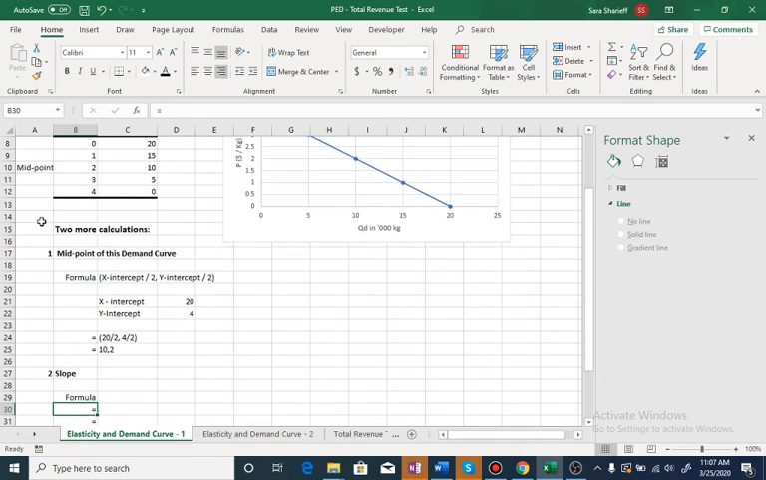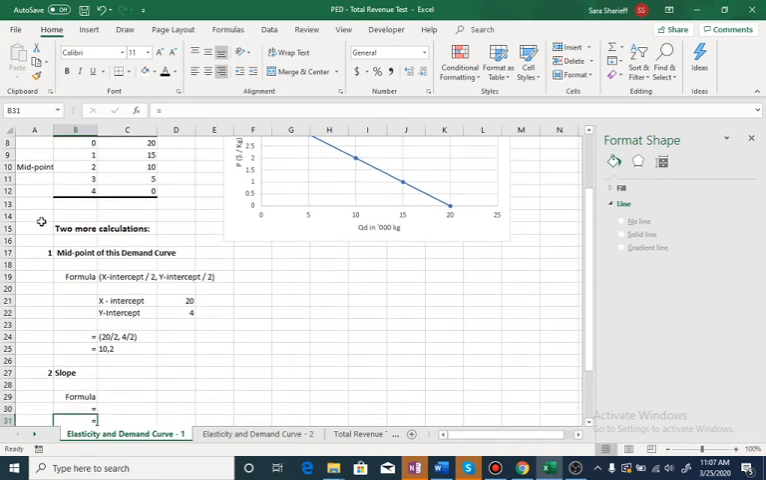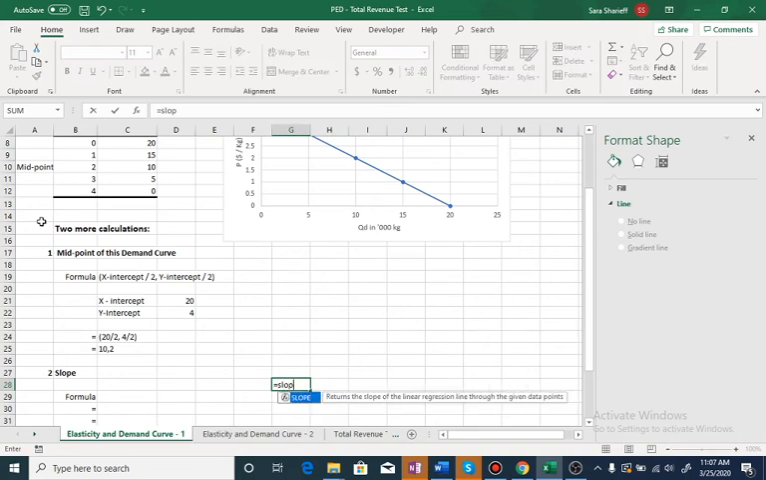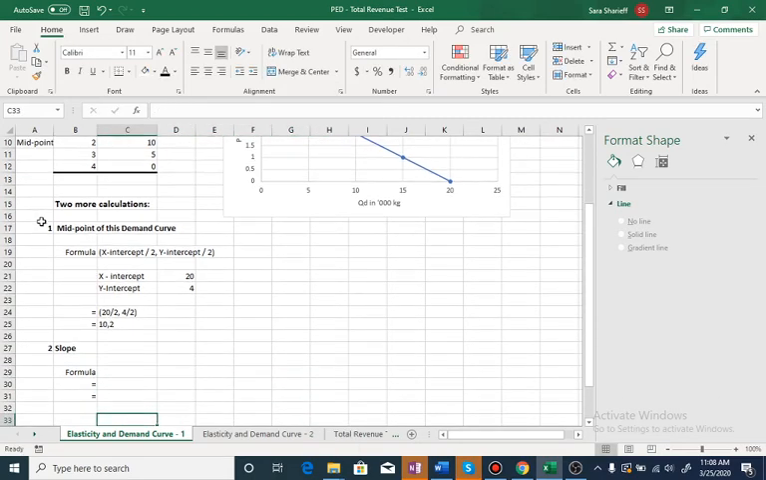Another calculation which I want you to do, calculate the slope. There is a built-in formula in Excel to calculate the slope. This is your built-in formula. Naturally, we are not going to use it. We are going to do it manually because in the exam, you won't have the facility of using Excel. So what is the formula for slope? Change in the variable on the y-axis divided by change in the variable on the x-axis, right?